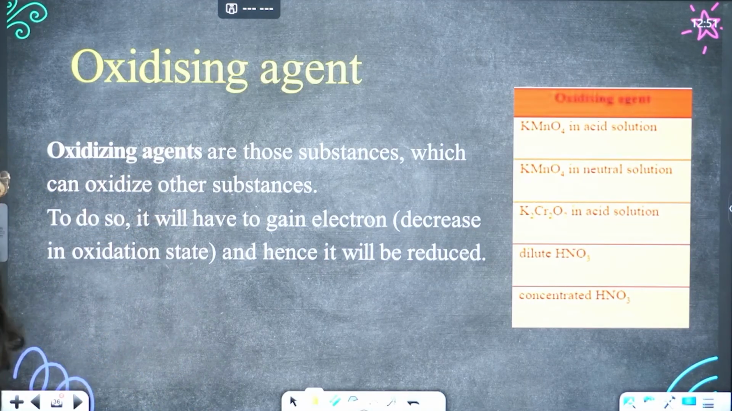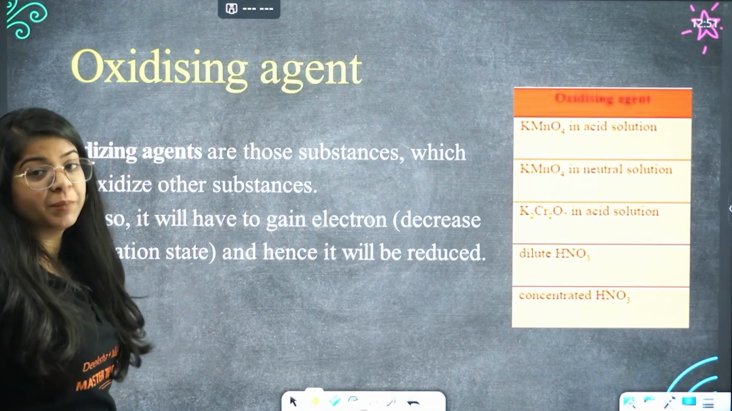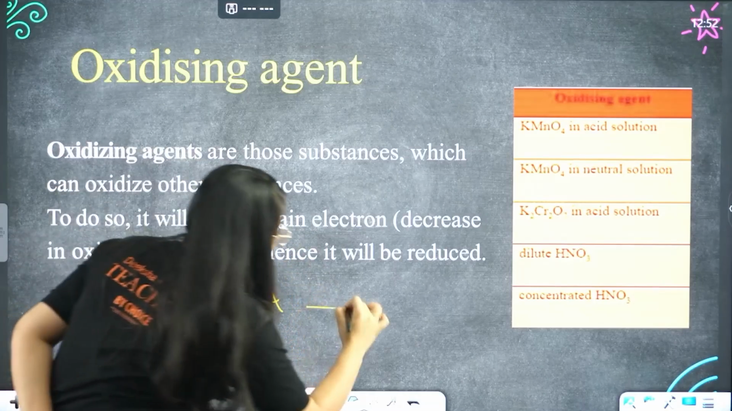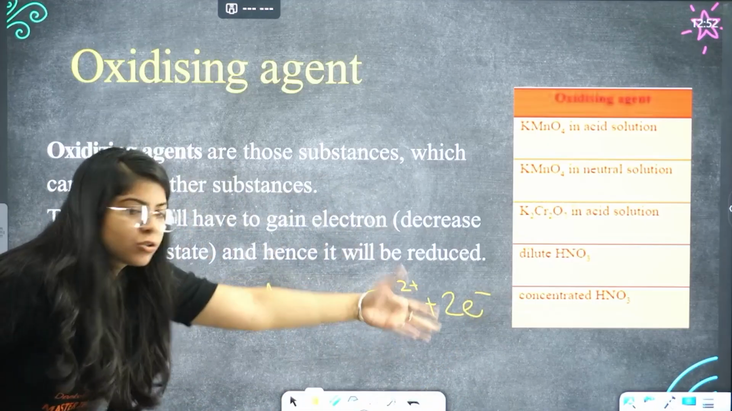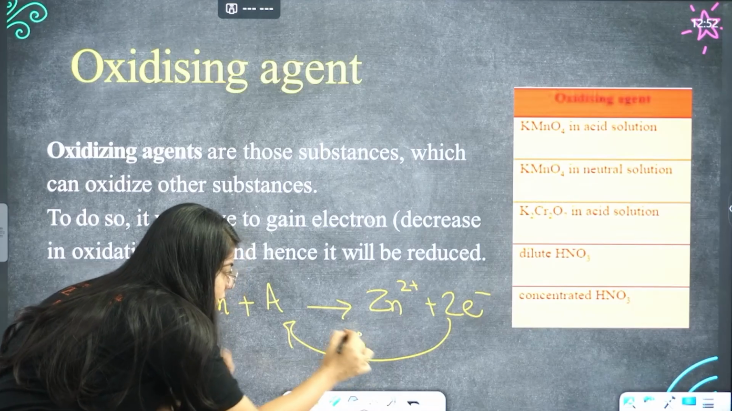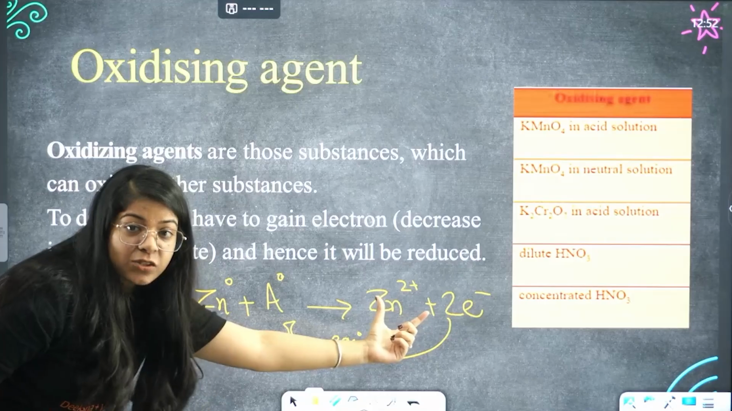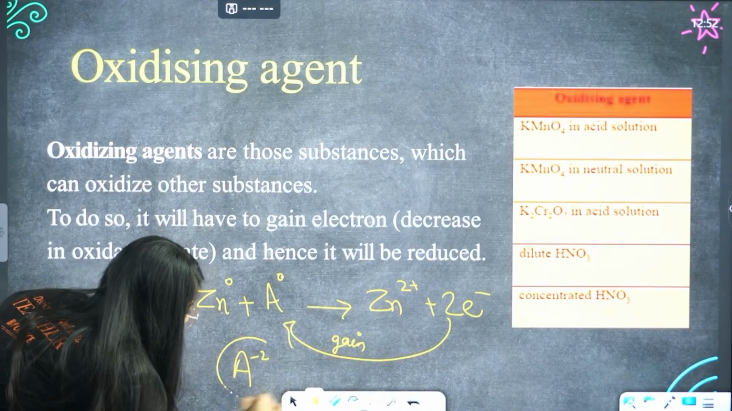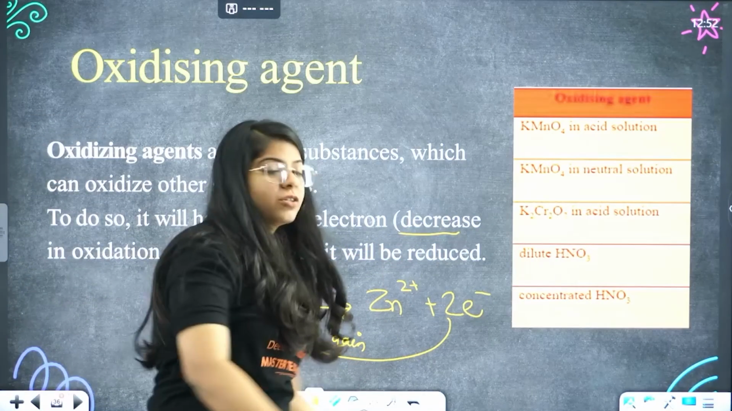Understood? Easy. To do so, it will have to gain electrons, its oxidation state decreases, and hence it will be reduced. See, Zn, let's say, plus any substance or any heat, becomes Zn2+ plus 2 electrons. Now where do you think these 2 electrons go? This A will gain these 2 electrons, and its oxidation state is 0 here, and Zn is also 0. So Zn's oxidation state increases, so someone's oxidation state has to decrease as well. So A becomes minus 2. So its oxidation state decreases, and hence it will be reduced.